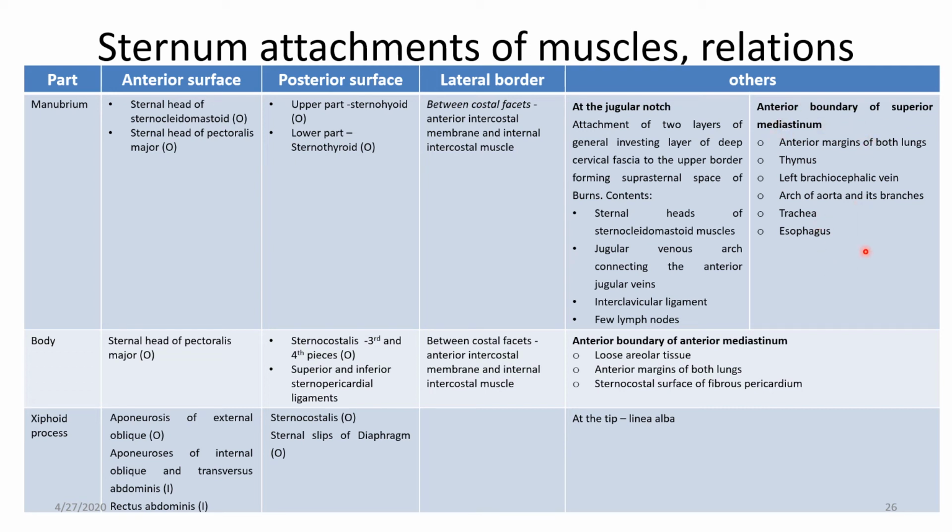The manubrium posterior surface forms the anterior boundary of the superior mediastinum, wherein we have studied that it is related to the anterior margins of both lungs, the thymus gland, the left brachiocephalic vein, the arch of aorta and its branches, the trachea and esophagus. The body forms the anterior boundary for the mediastinum, which contains loose areolar tissue and the anterior margins of both lungs. It is also related to the sternocostal surface of the fibrous pericardium. Coming to the xiphoid, at its tip it gives attachment to the linea alba.